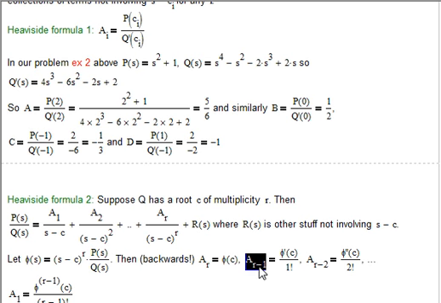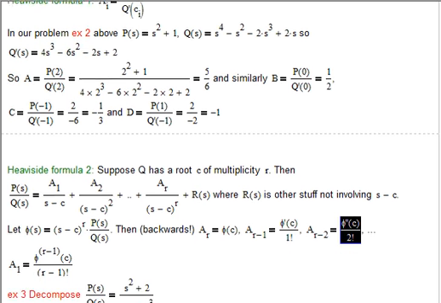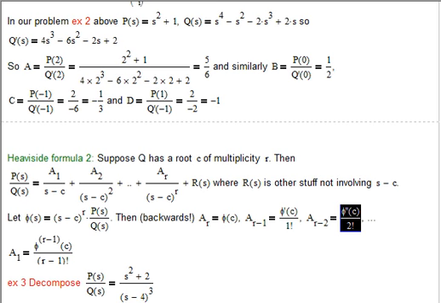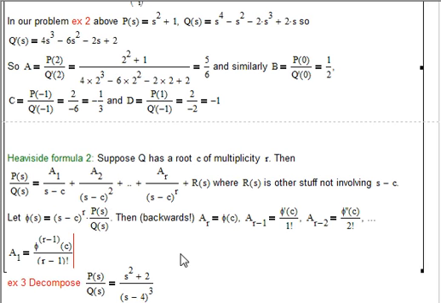But that's kind of nice, because if we let phi of S be S minus C to the R times P of S over Q of S, then, it's kind of backwards, A sub R is phi of C. I'm giving you these coefficients backwards. I'm giving you this one first. So A sub R is phi of C, A sub R minus 1 is phi prime of C over 1 factorial, A sub R minus 2 is phi double prime of C over 2 factorial, and so on. And A1 is finally the R minus first derivative of phi evaluated at C over R minus 1 factorial.